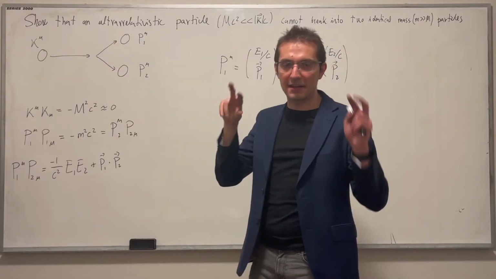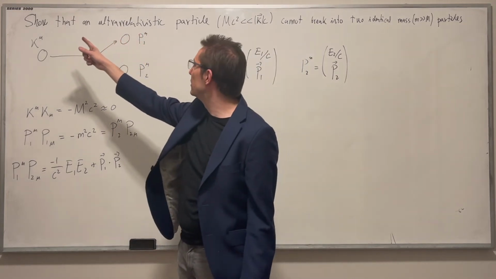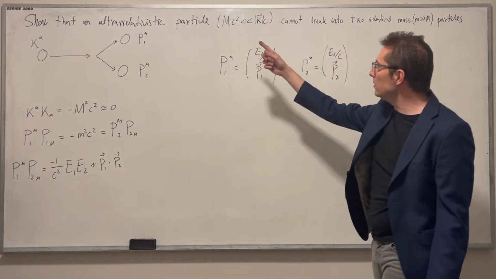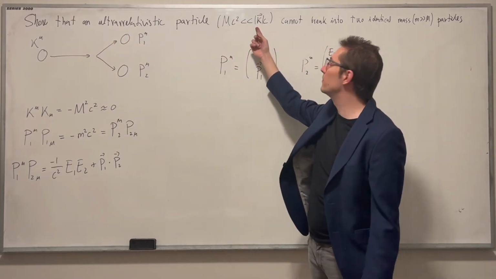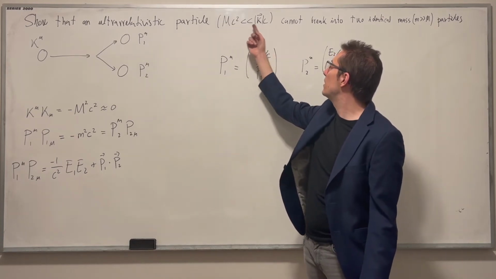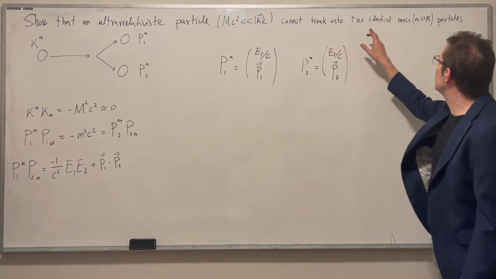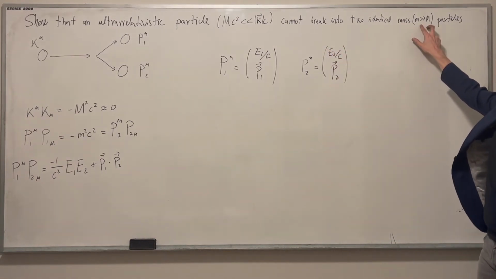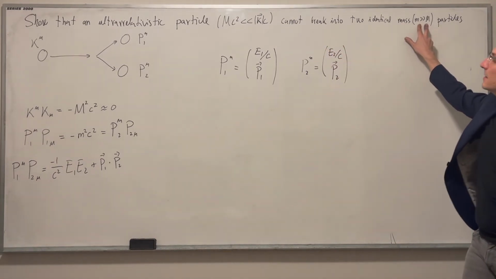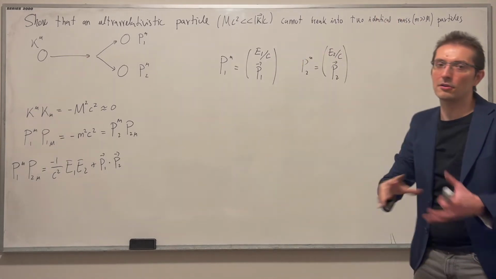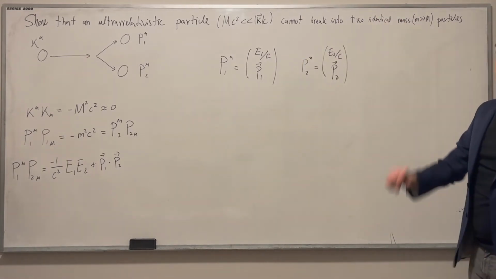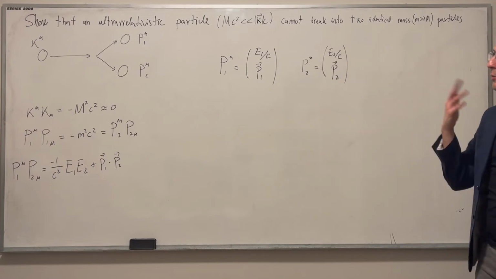All right, so the text of question 2 is just the first line in here. Show that an ultra-relativistic particle, that means that if the three-momentum of that particle is k, Mc squared is much larger than kc, where capital M is the mass of that particle, cannot break into two identical particles of mass m that are much larger than the mass of the particle they split from. This is an impossible feat, and I want you to prove it.